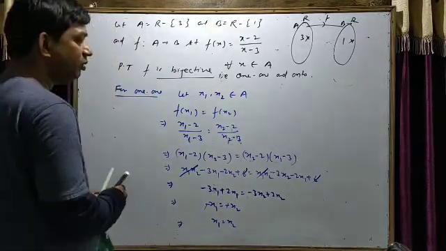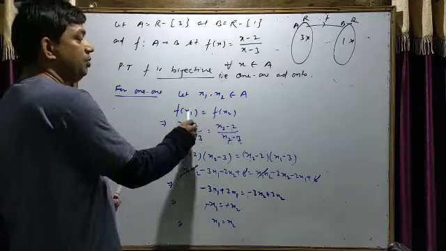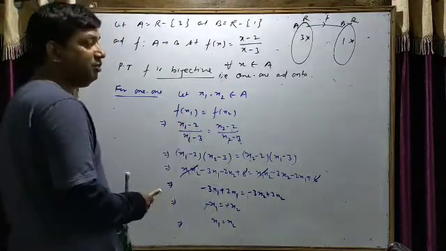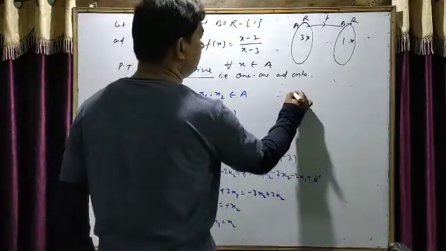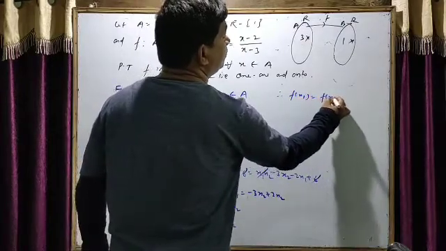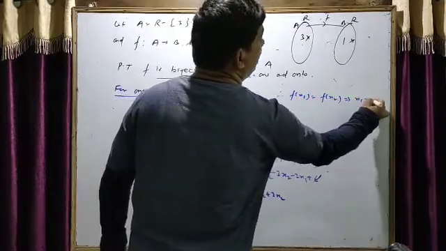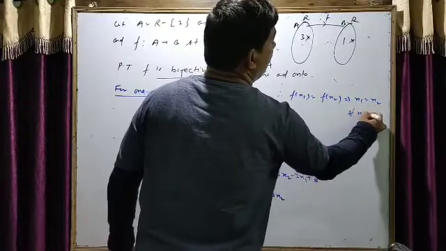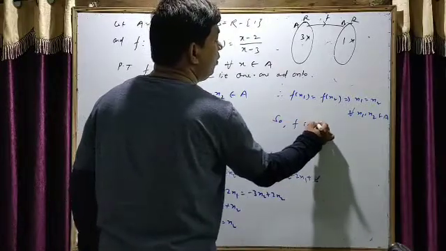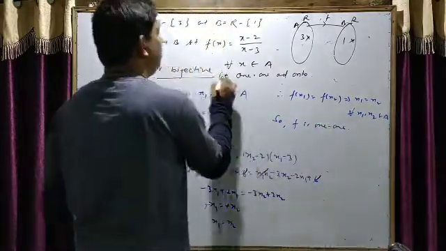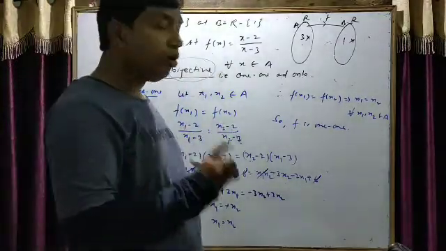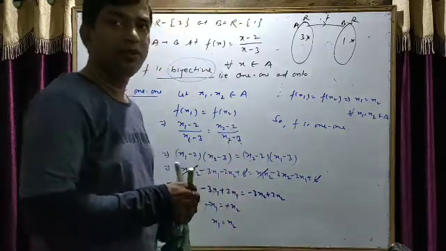Only one solution. Images are equal, elements are equal, meaning two distinct elements have two distinct images. Therefore f of x1 equals f of x2 implies x1 equals x2 for all x1, x2 members of set A. So f is 1-1. Why? Because we have to prove bijective. Bijective means I have to show it is 1-1 and onto. So this is 1-1, so f is 1-1.